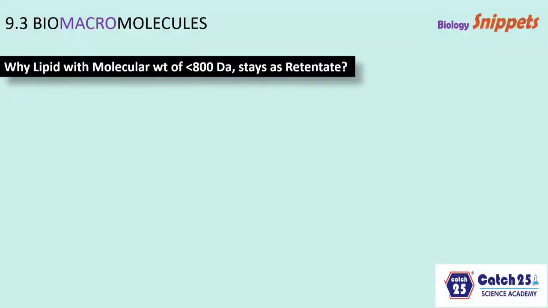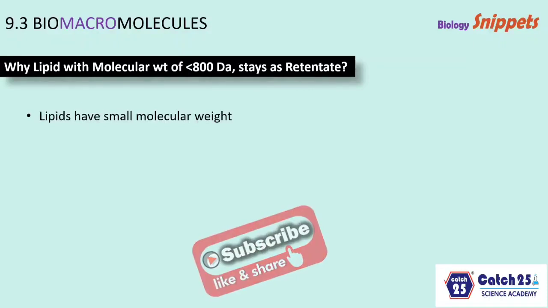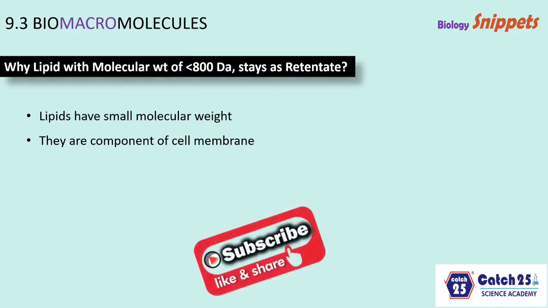In the last slide, we saw lipids were categorized under macromolecules, even though their molecular weight is low. Let us understand why that is so. We very well know that lipids are an important part of our cell membrane. When we grind a tissue during chemical analysis, cells which are in the tissue will break. Due to this, lipids present in the cell membrane of these cells will also be released.